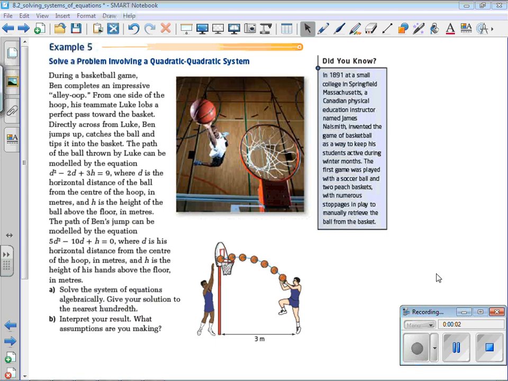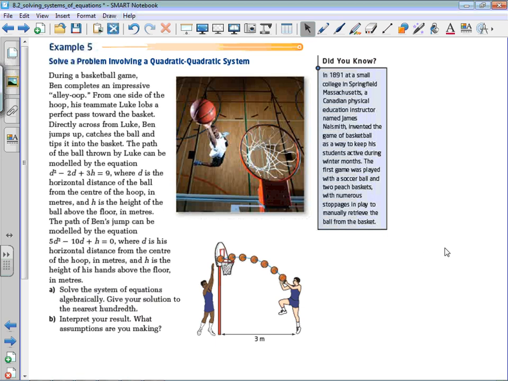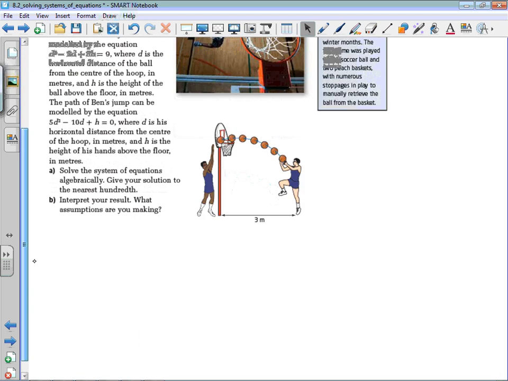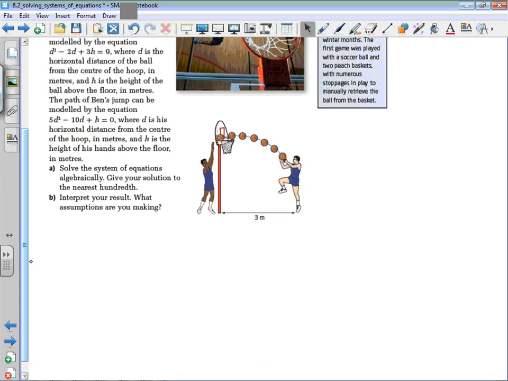Okay, welcome to example 5, last example on 8.2 for Math 20-1. Just another kind of quadratic system. It's talking about somebody throwing a ball to a basketball player who's going to try to dunk it as it approaches the net. And in order to do that, he has to be at the same location as the ball.